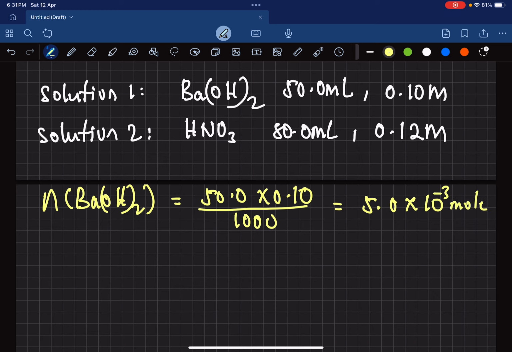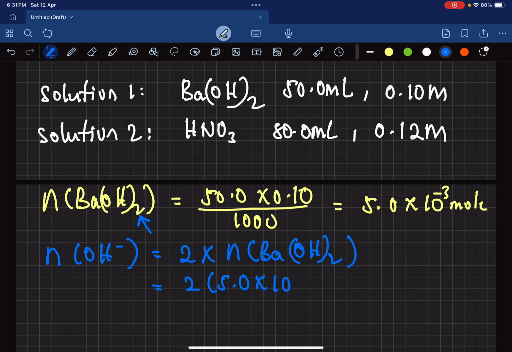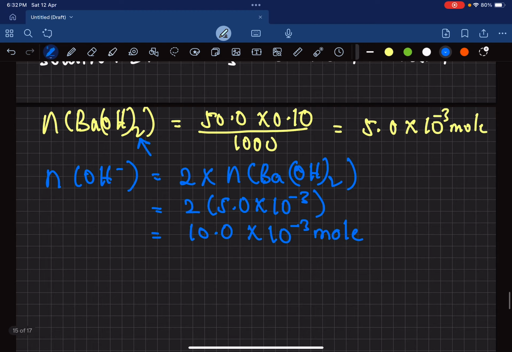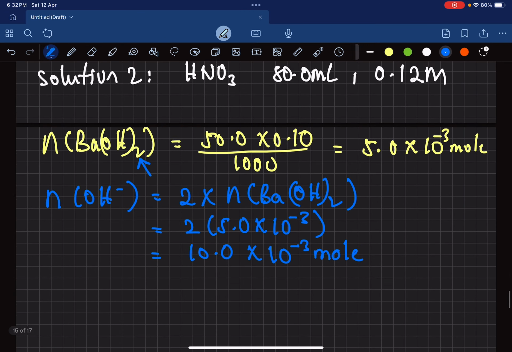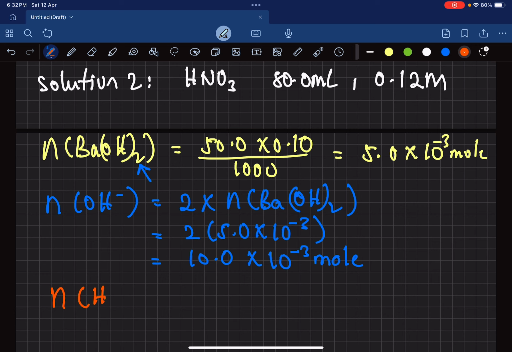Okay, but then I want you to notice that this is dibasic. So the number of moles of hydroxide is 2 times the number of moles of barium hydroxide. Yes or no? So in this case, it's going to be 2 times 5.0 times 10 to the power of negative 3 moles, which will be 10.0 times 10 to the power of negative 3 moles hydroxide. That is the amount of hydroxide that we have. So how much of acid do we have?